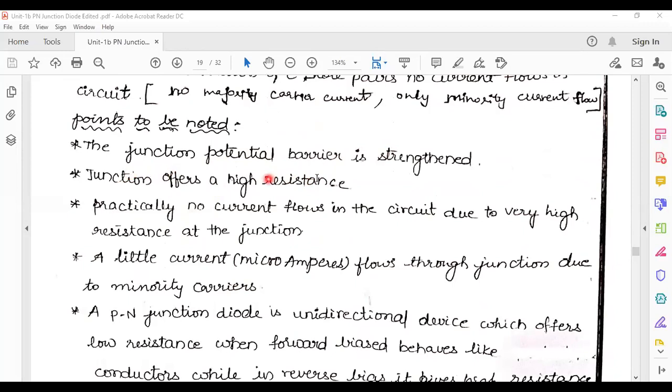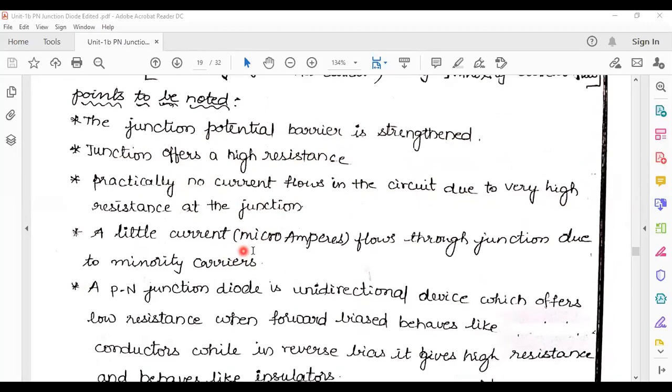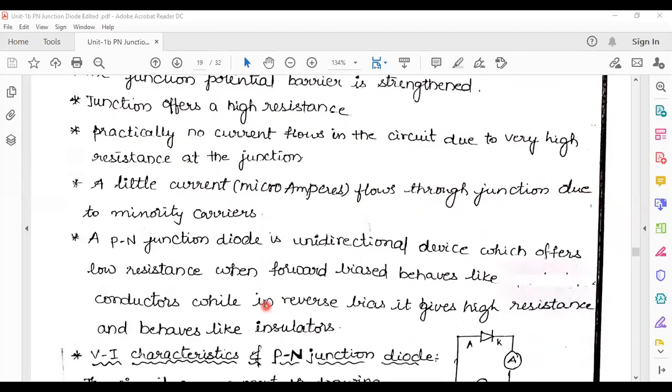The junction potential barrier is strengthened. Junction offers a high resistance. Practically no current flows in the circuit due to the very high resistance at the junction. A little current, that is in the microamperes range, will flow through the junction due to the minority carriers. A PN junction diode is a unidirectional device. Only majority carrier current flow is going to be considered here.